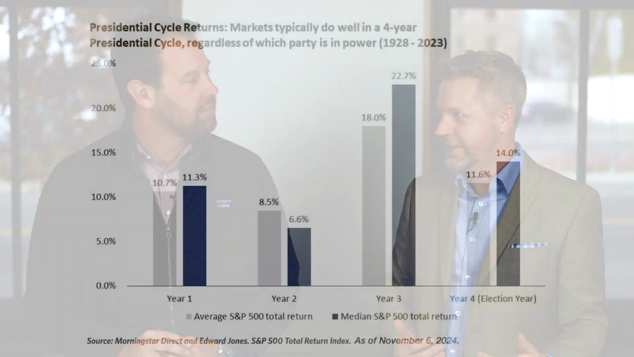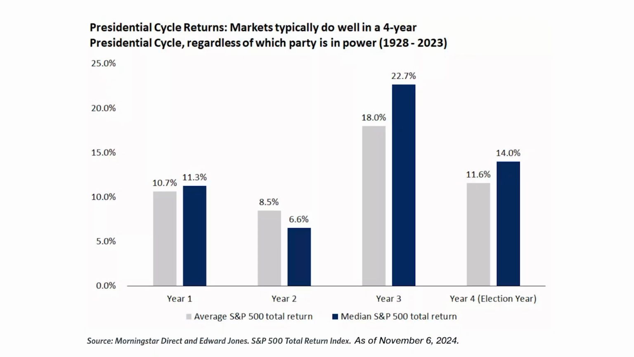Perfect segue into the next chart, because what we look at here is a 4-year cycle in terms of returns. Based on presidential cycle returns, markets typically have an interesting pattern. In the first year, we get a little bit more of a bump. But in the second year, there are lesser returns going on.